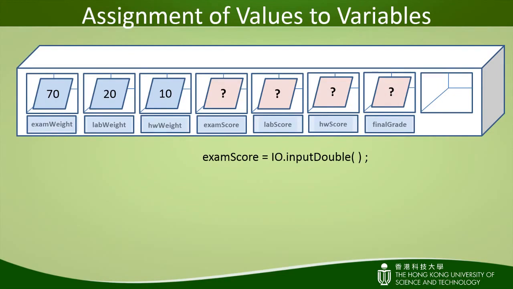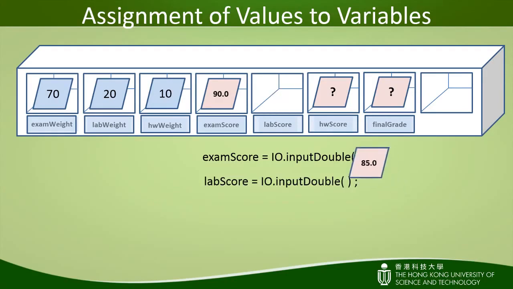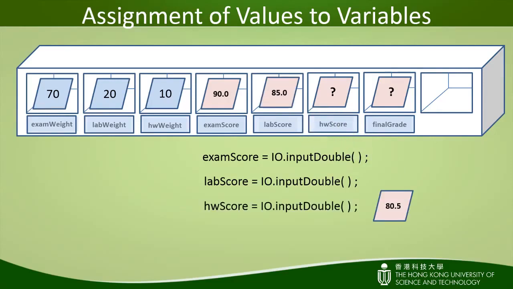Assuming that the user entered 90.0 for exam score, notice that even if the user just entered 90 without a decimal point, the value would be converted to a floating point number. Again, I'm using a different color here to distinguish double type from int type, which is in blue. Similarly, a value of 85.0 is entered for lab score, and a value of 80.5 is entered for homework score.